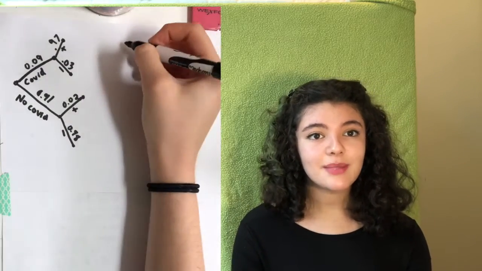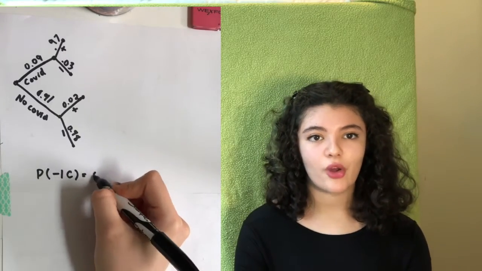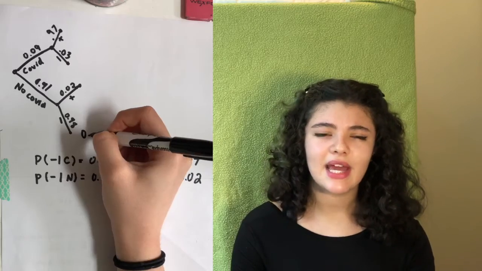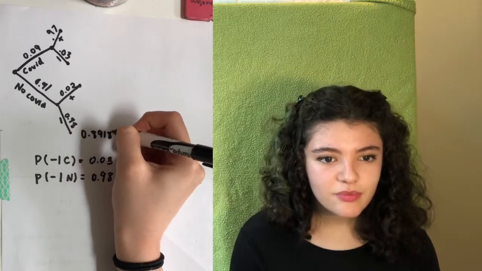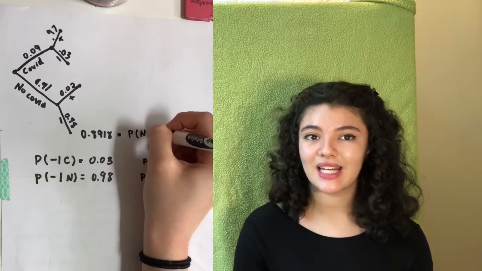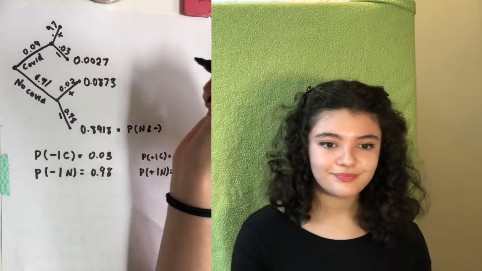What does 0.03 mean using our vocab? That's the probability of getting a negative test result given the presence of COVID. So we can do that for our other numbers just to have it in our brain. If we were to multiply 0.91 and 0.98 together, what does my result mean? That's the probability of not having COVID and getting a negative test result. We'll do that for all the branches. It's a good thing to do.